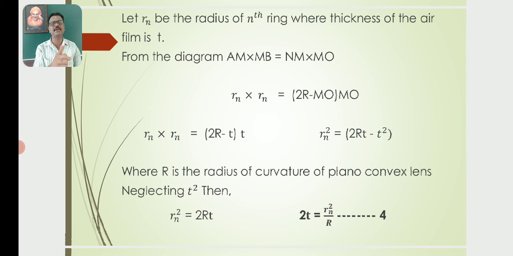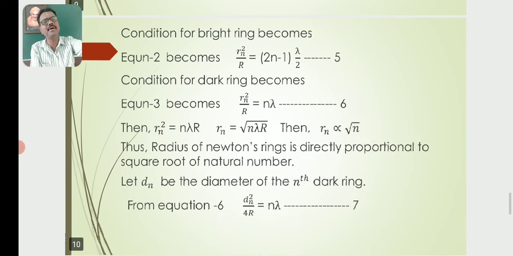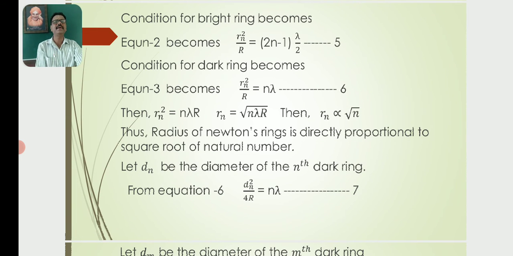2t equals Rn square by R, where t indicates the thickness of the air film at the radius Rn, and capital R is the radius of curvature of the plano-convex lens. Then the condition for a bright ring, equation 2, becomes Rn square by R equals (2n minus 1) lambda by 2. Let this be equation number 5. Similarly, the condition for a dark ring, equation 3, becomes Rn square by R equals n lambda. Let this be equation number 6.